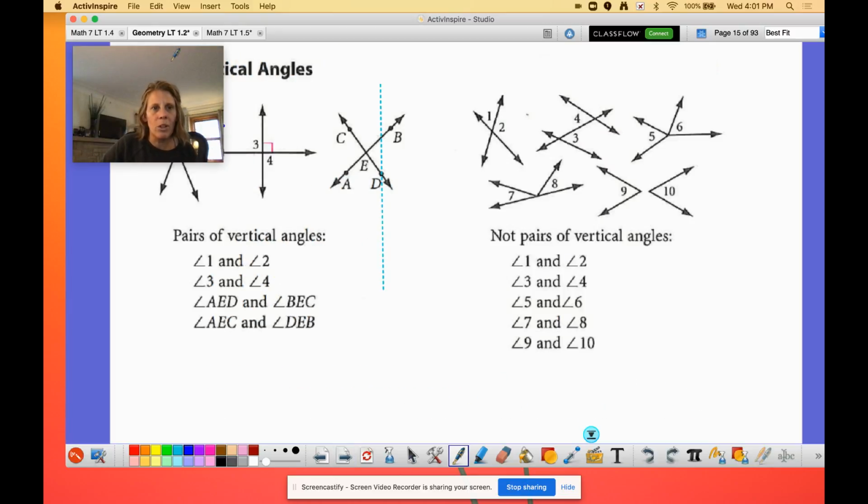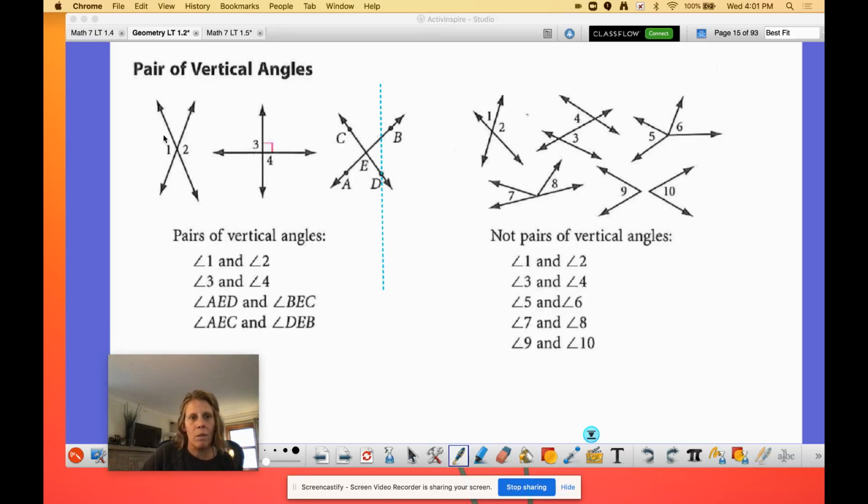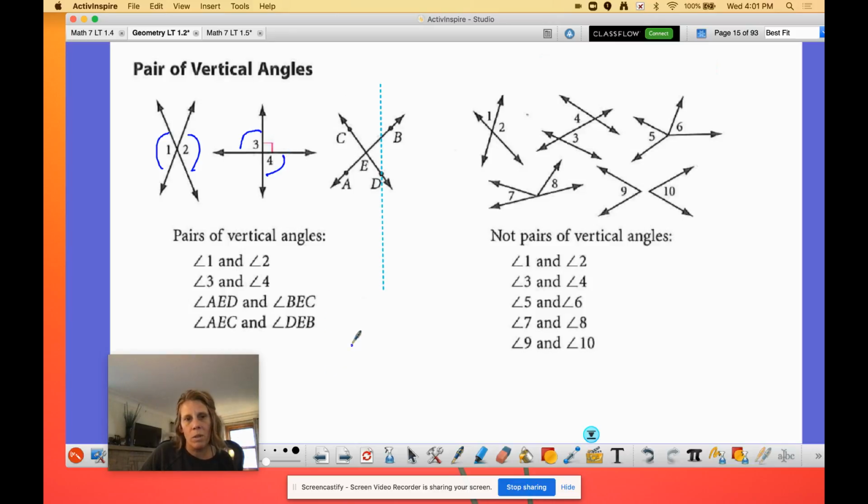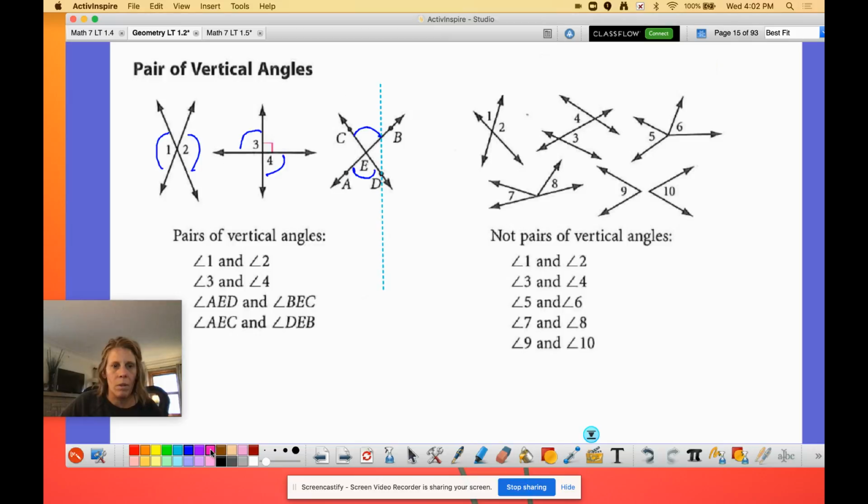And the last thing we're going to look at today is pairs of vertical angles. Angles 1 and 2 are vertical angles. They're opposite and they're the same measure. 3 and 4 are vertical angles, opposite and the same measure. And again, we use this a lot with proofs. Angle AED and angle BEC are vertical angles. Angle AEC and angle DEB are vertical angles. And I'm going to mark those this way because they're congruent to each other also.